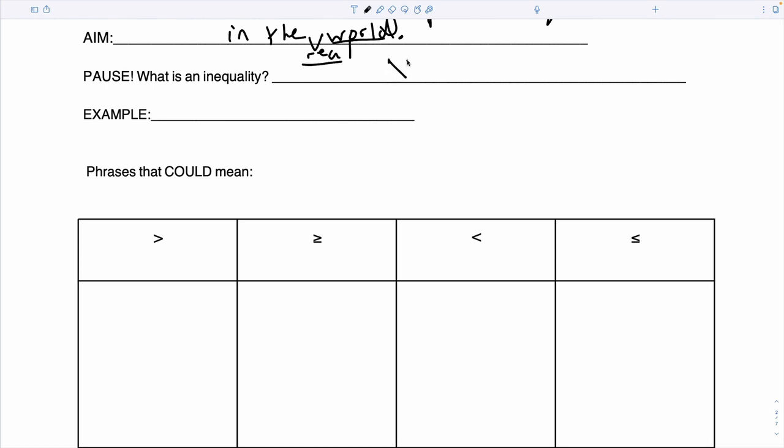Here's an inequality. What's the difference between that and x equals 5? Put that on the example. What is the main difference? Any ideas, Tennyson?